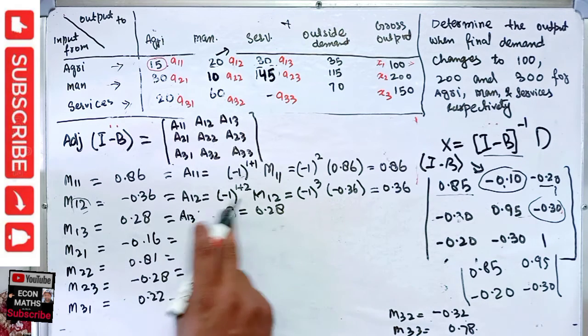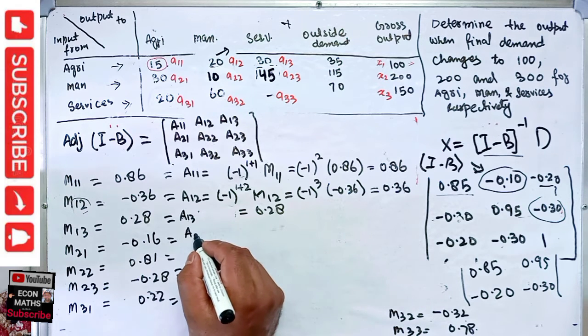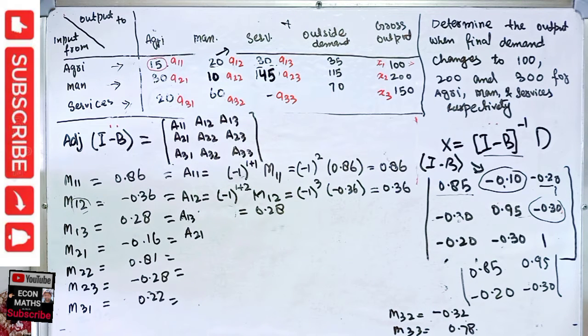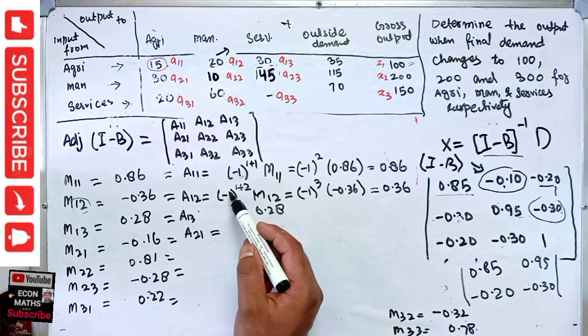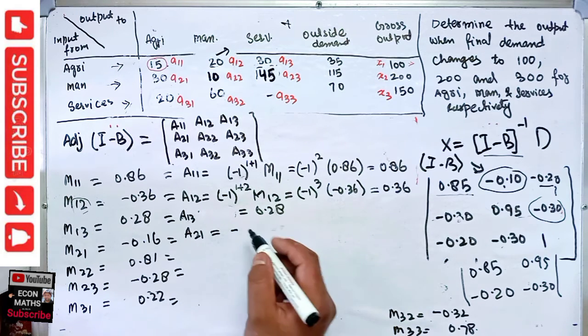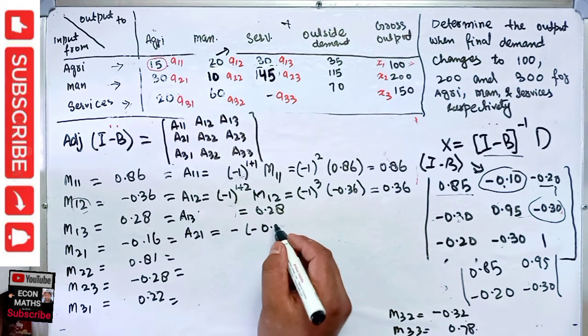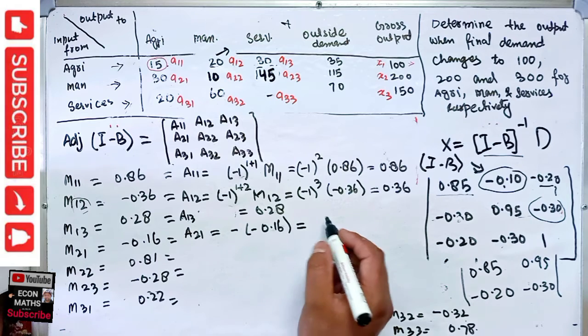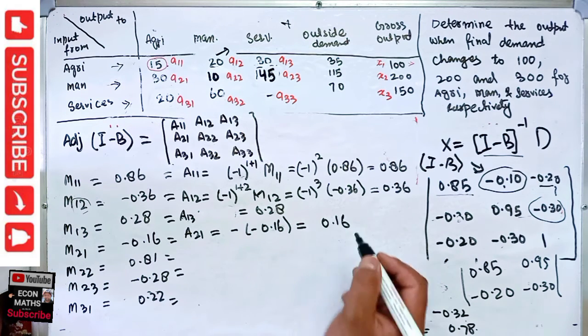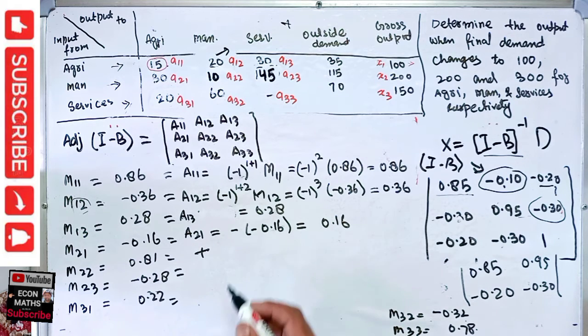A13, we got the value of A13 is 28. Similarly, A21 is simply equal to, since this is positive, this would be negative, minus, from the addition rule of the exponents, and minus 0.16. So this minus into minus is plus 0.16. Similarly, we have this positive number.